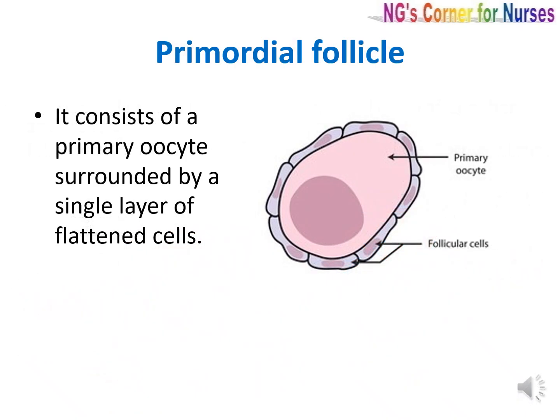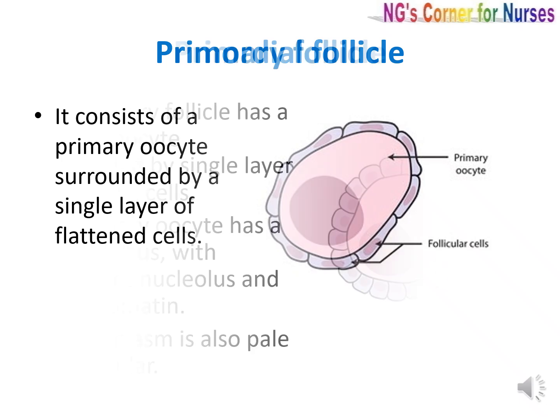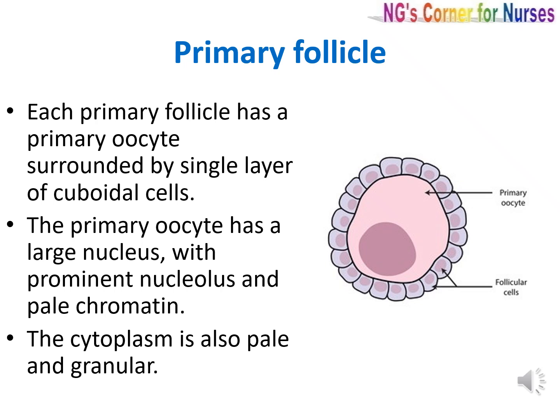So first is primordial follicle. It consists of a primary oocyte surrounded by a single layer of flattened cells. Next is primary follicle. Each primary follicle has a primary oocyte surrounded by a single layer of cuboidal cells. And the primary oocyte has a large nucleus with prominent nucleolus and pale chromatin. And the cytoplasm is also pale and granular.